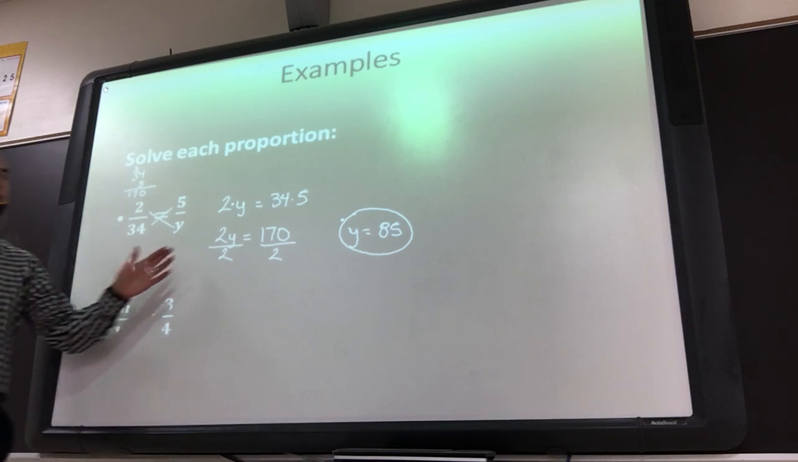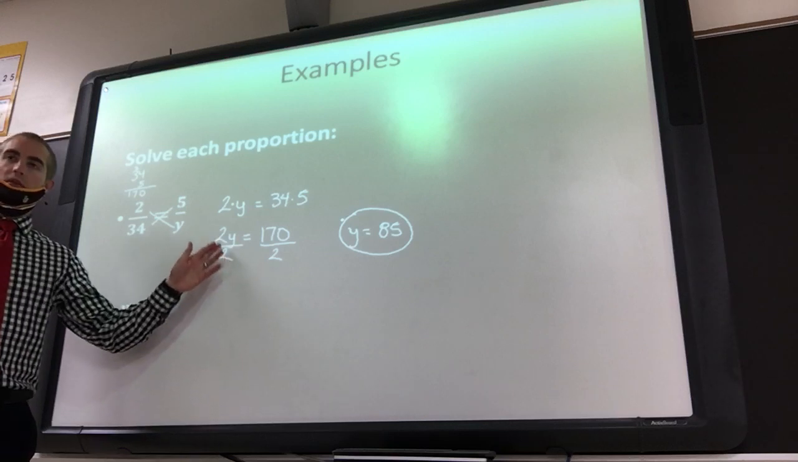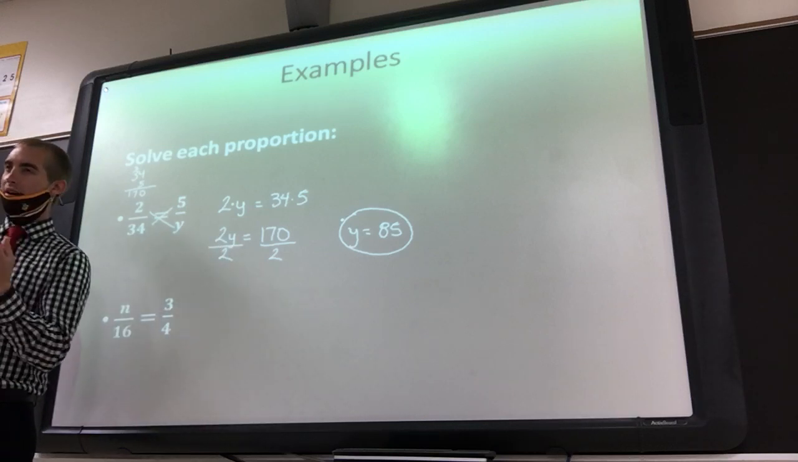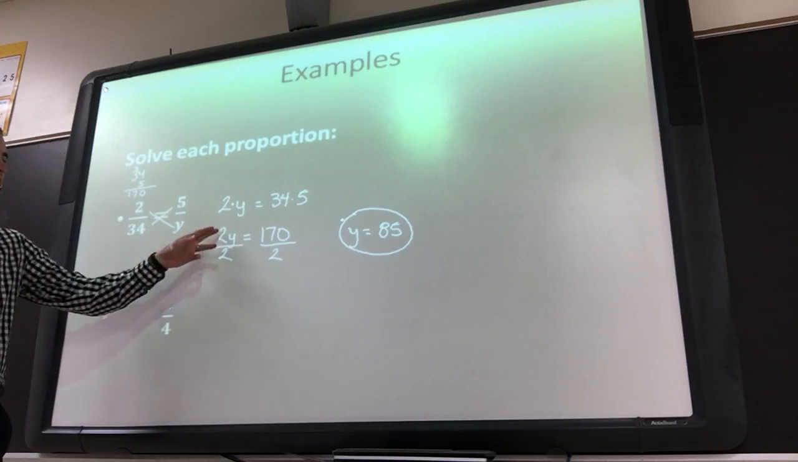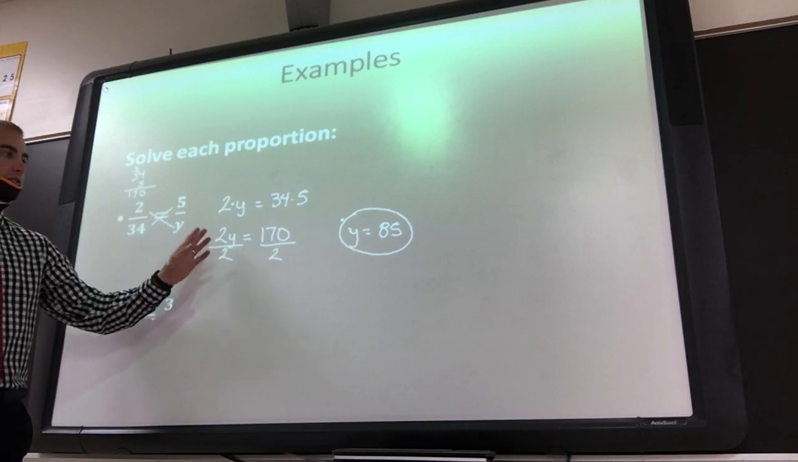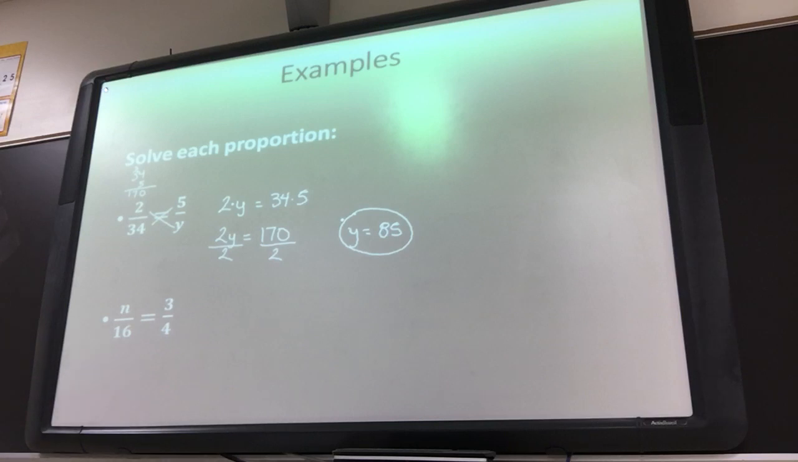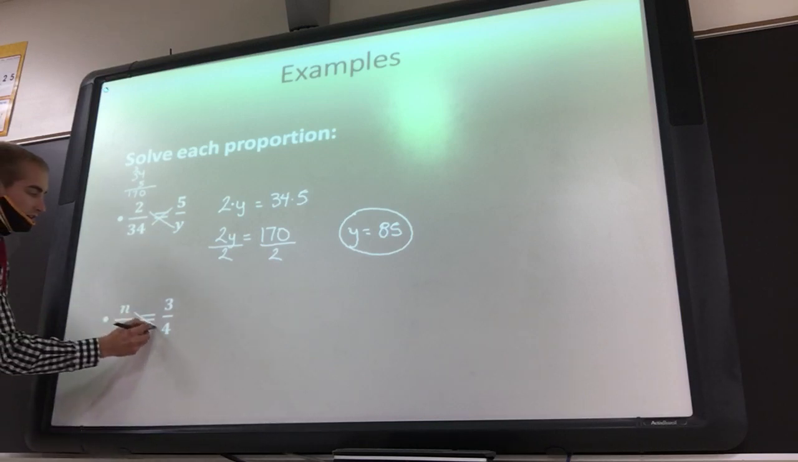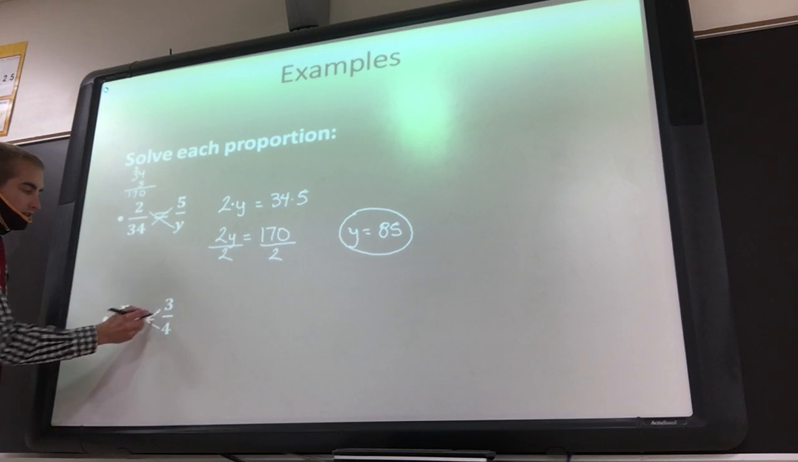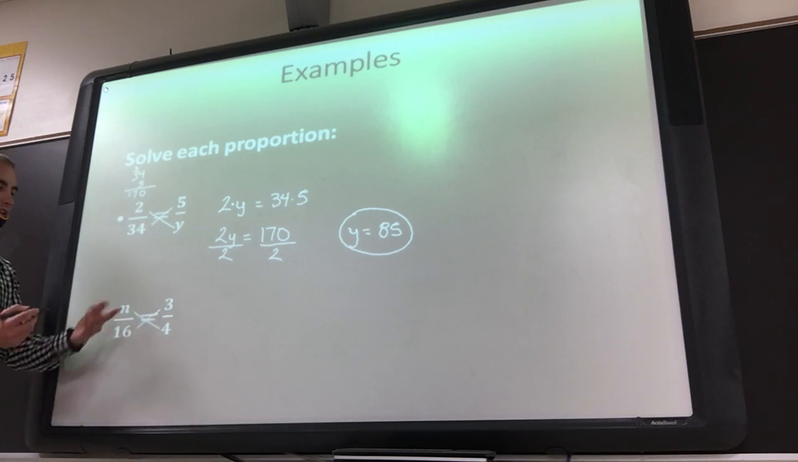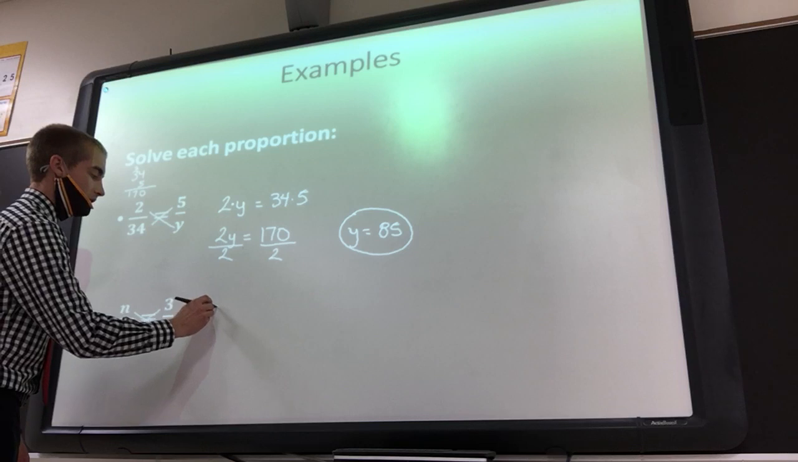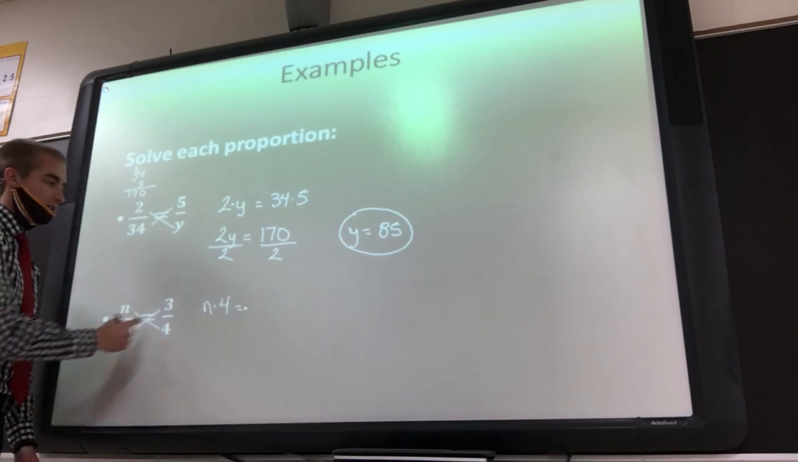So the reason why we divide by that number in front of the variable is because we want to get just 1 y left over. And so by dividing by 2, 2 divided by 2 gives us 1 y right there. Okay, so let's look at our next example and do the same thing. So we're going to do n times 4 and 16 times 3. So n times 4, let's write that, and then 16 times 3.